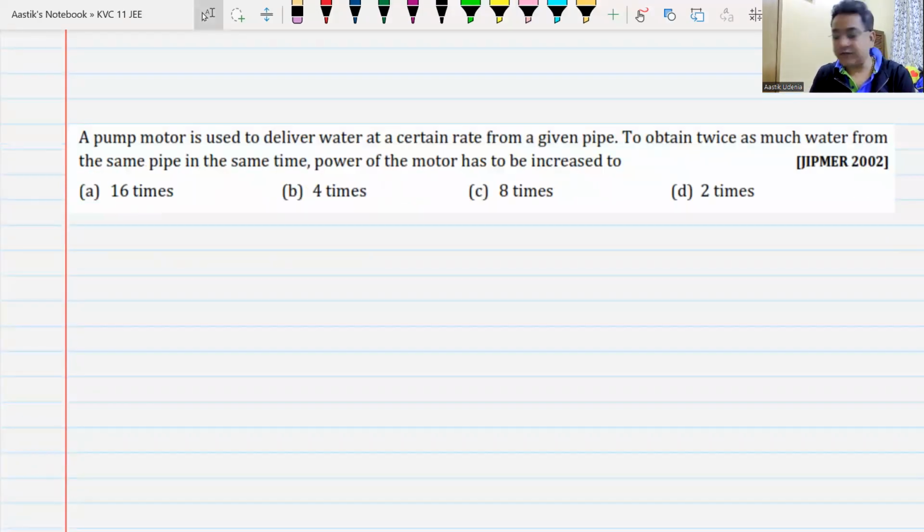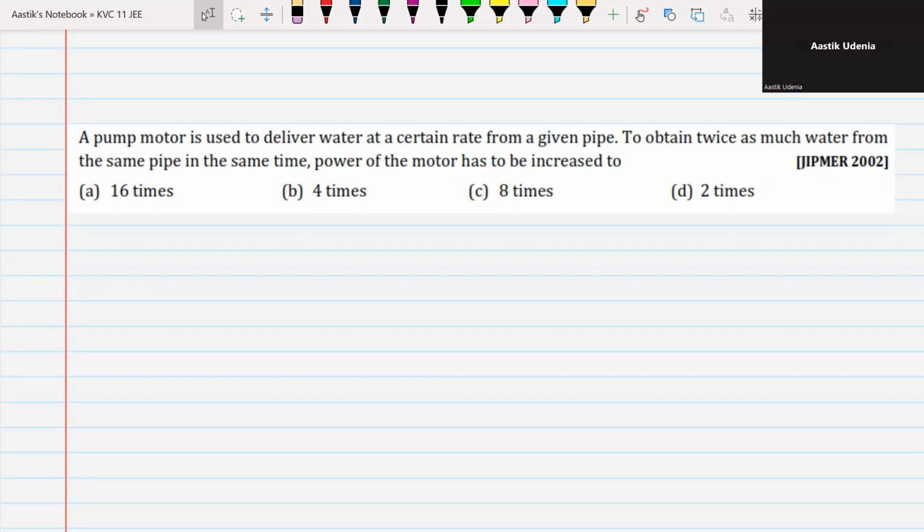A pump motor is used to deliver water at a certain rate from a given pipe. To obtain twice as much water from the same pipe in the same time, the power of the motor has to be increased to how much? The power of the motor should be made how much? If I want twice as much water from the same pipe in the same time, how much should I change the power of the motor?